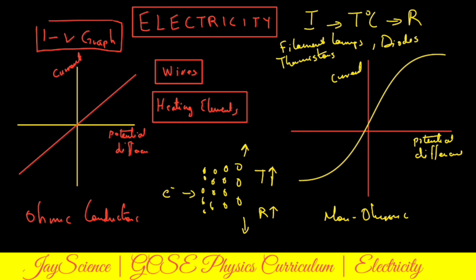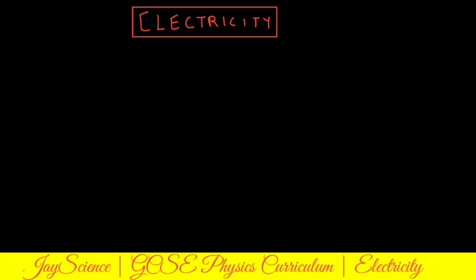And diodes convert AC, that's alternating current, to direct current. That's how diodes work. So let's move on from there.